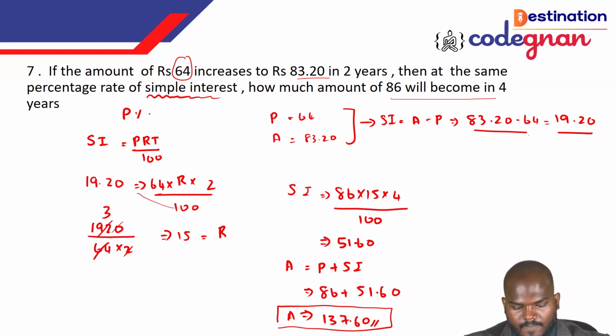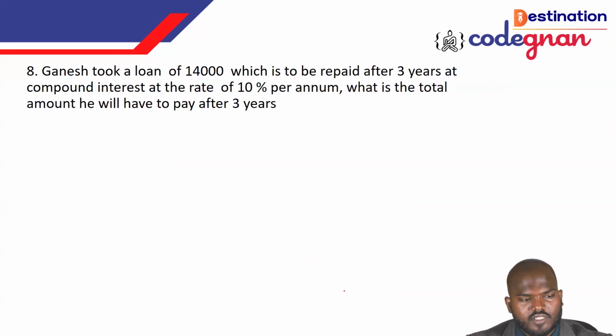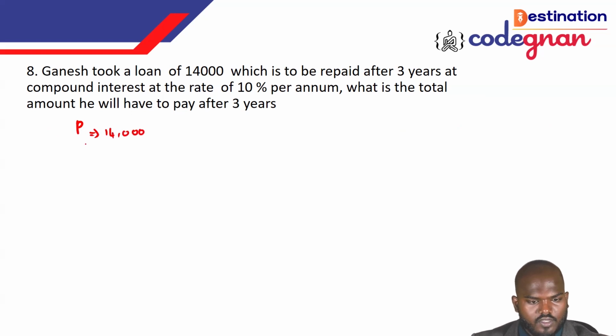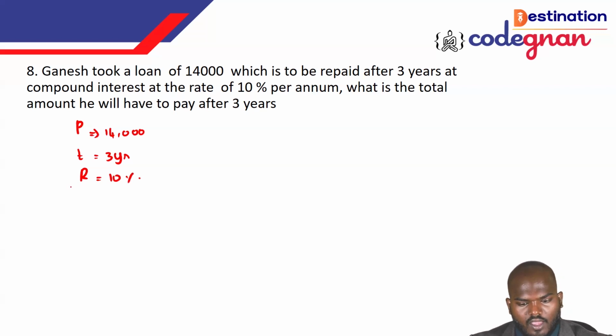Okay, guys? The next one, one of the easiest questions, is question number 8. Ganesh took a loan of 14,000 which is to be prepaid after 3 years at a compound interest at the rate of 10% per annum. What is the total amount he will have to pay after the 3 years? The principal, the money he took as a loan, is 14,000 rupees. The time is 3 years. The compound interest rate is 10%. What is the total amount he will have to pay after the 3 years?